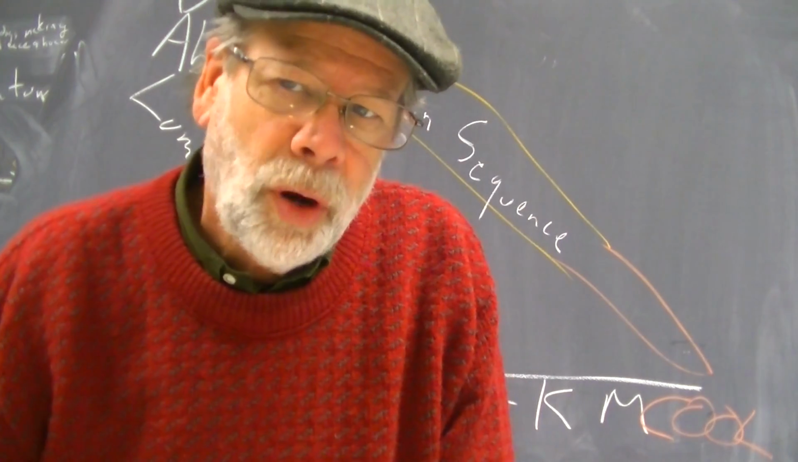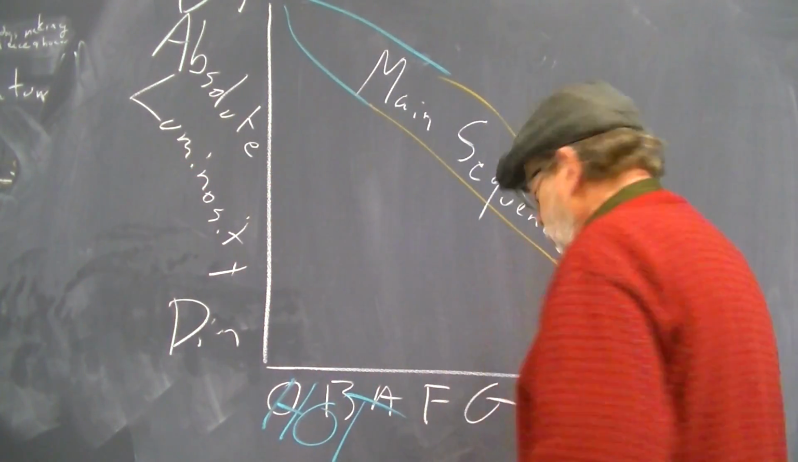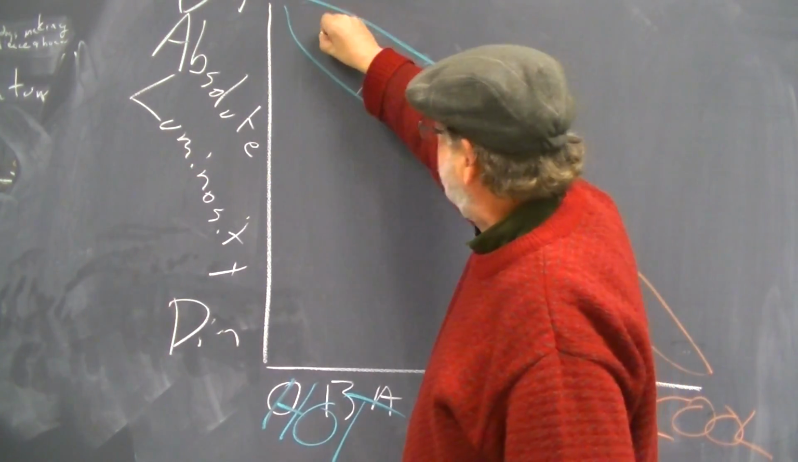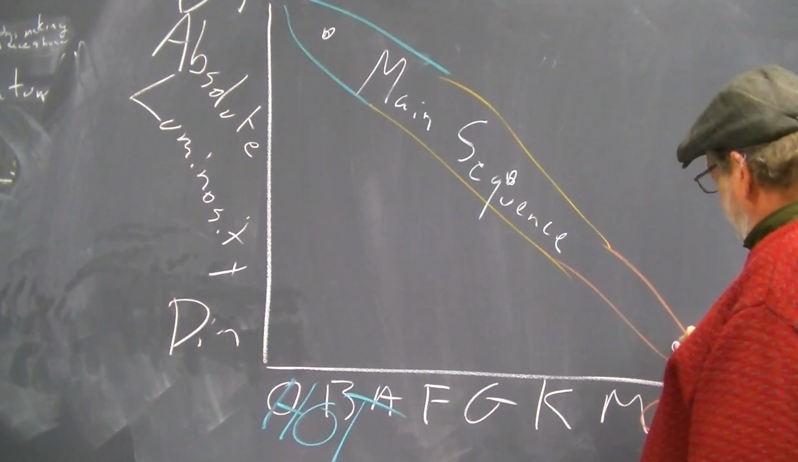Now let's talk about stars on the main sequence. We'll just kind of itemize here, in the center, and then in the bottom corner.